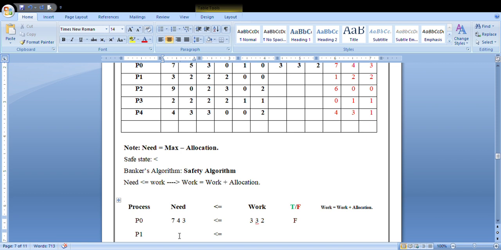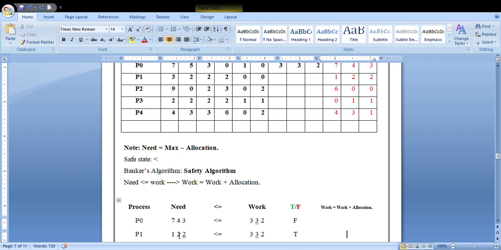For the P1 process, what is the need value? 1, 2, 2. This is your need value. Now, what is the available value? You didn't get any new available value, so you consider the same 332. Now you have to check whether the condition is true or false. The condition is true. So you are going to calculate the new available value for this process. What is the formula for that? Work, or available, is equal to available plus allocation.